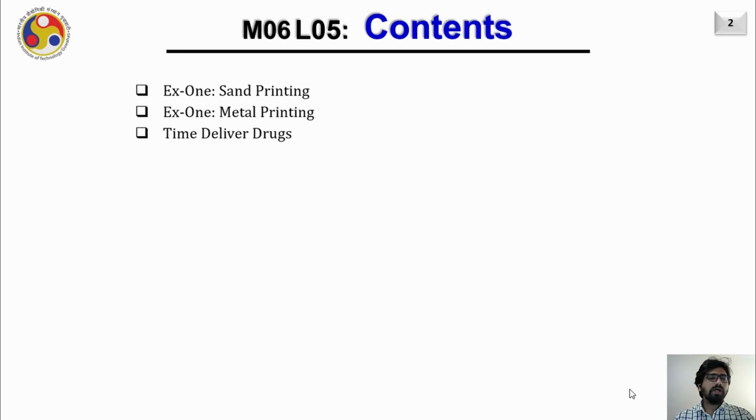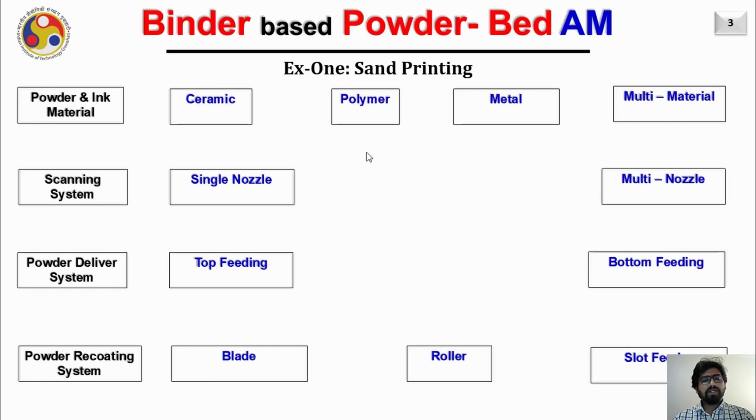This is going to be the content for today's lecture. In this lecture we shall particularly discuss three most important applications of binder based powder bed additive manufacturing, and those are printing of sands, printing of metals, and fabrication of time delivery drugs. So let us start with the first one, which is printing of the sand.